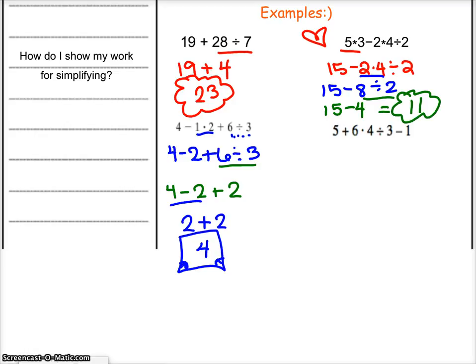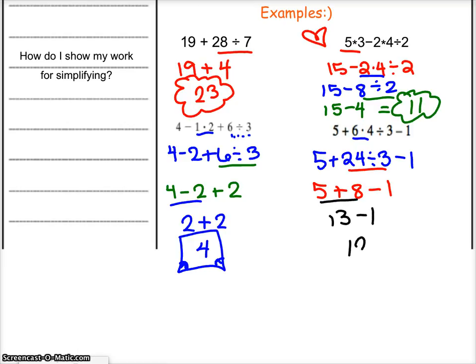Okay, my next one. I've got multiplication and division in there. So the first thing I'm going to work through is this multiplication. So I've got 5 plus 24 divided by 3 minus 1. My next important one is my division. 24 divided by 3 is 8. 5 plus 8 minus 1. And then you just go left to right because all you have left is adding and subtracting. So 5 plus 8 is 13, minus 1, 12.